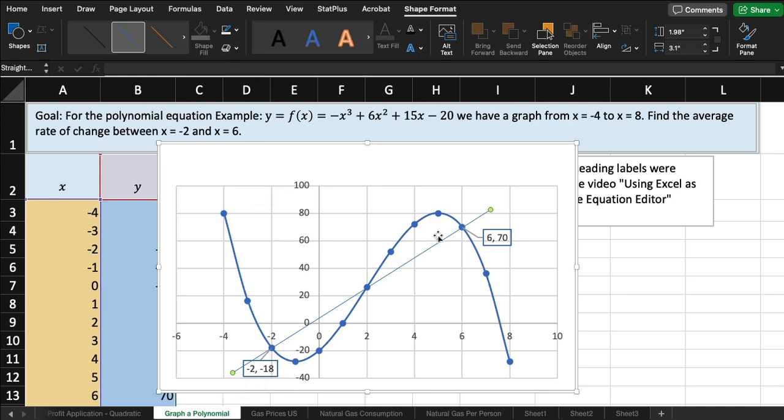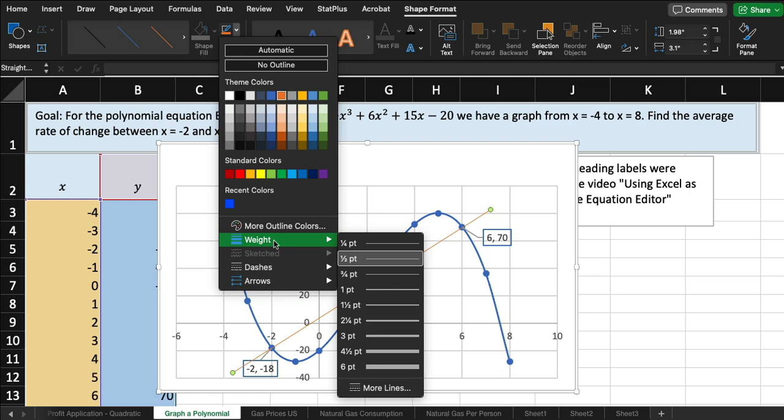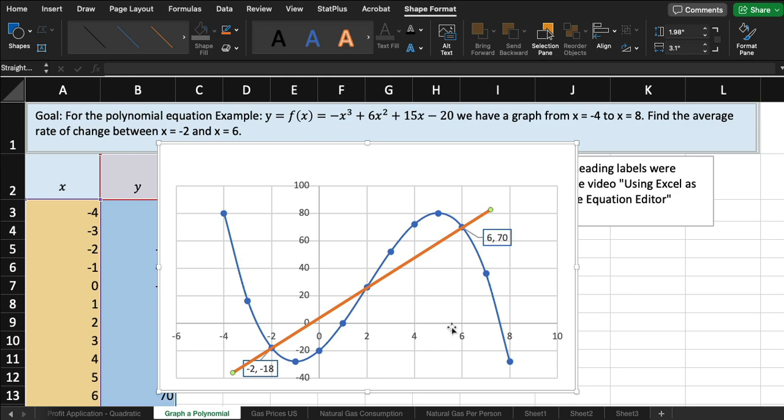If we want it to be thicker or a different color, we can go up here and change the outline of it, or we can change the color. So I can make it orange, and I can also change the thickness. The thickness is called the weight, so I can make it a little bit more pronounced. So there you have it: that orange straight line is the line that connects the 2 points that we're interested in. What we want to do is calculate the average rate of change, which is the slope of that line that we just made.